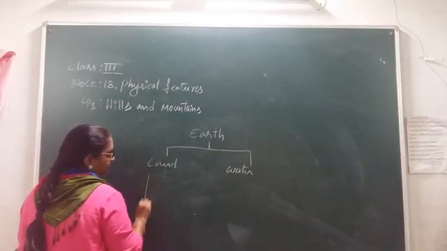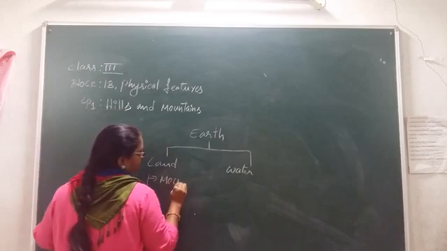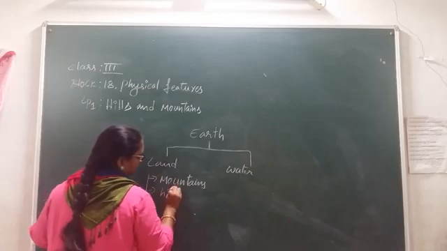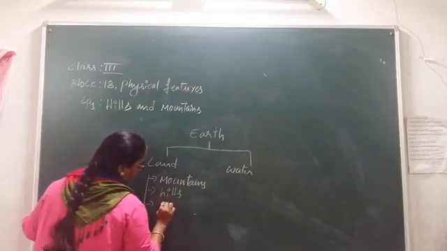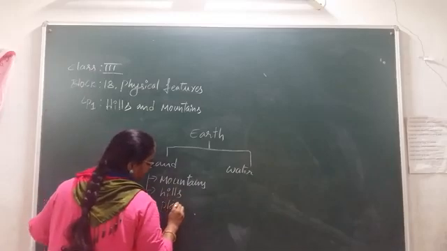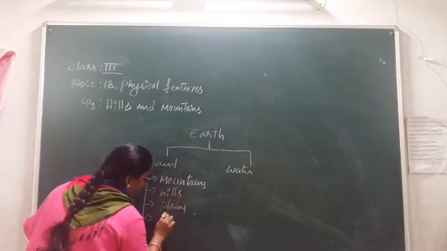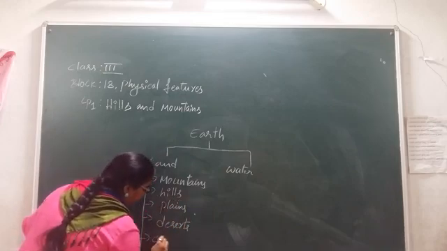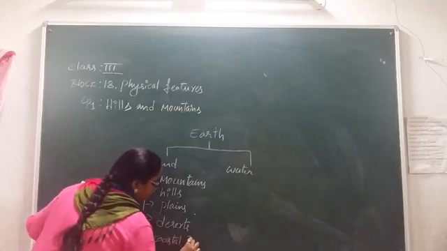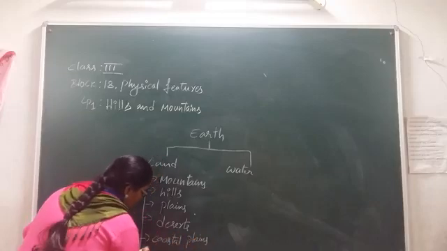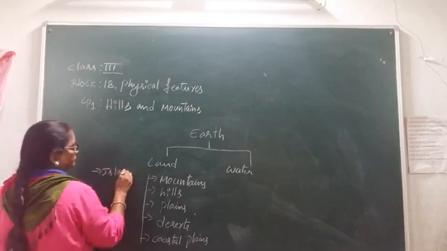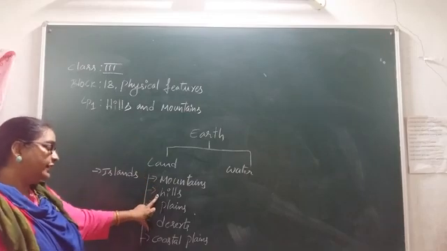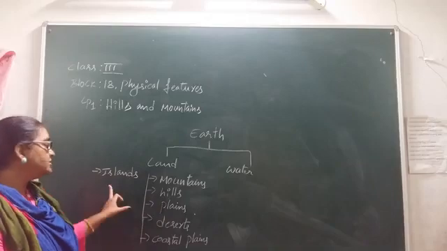Okay. So land has mountains, hills, plains, deserts, coastal plains, and islands. Okay children, so land has different types of physical features like mountains, hills, plains, deserts, coastal plains and islands.